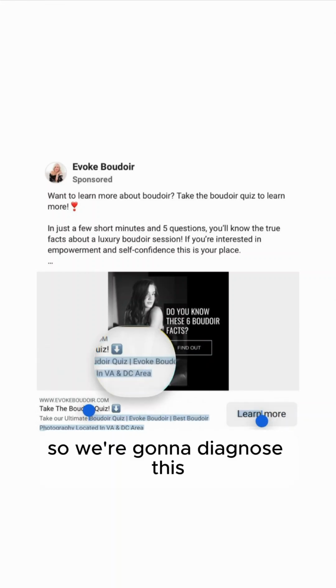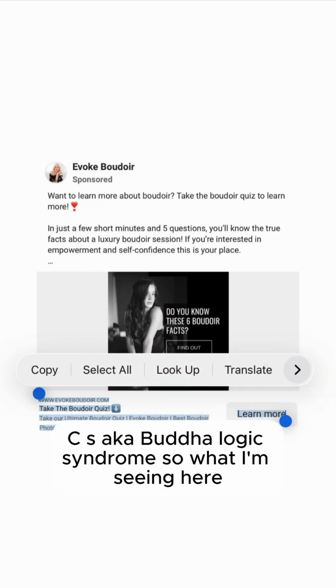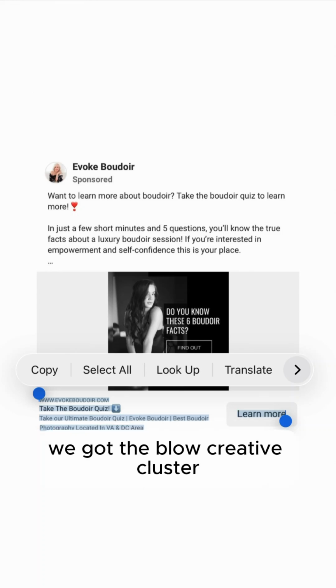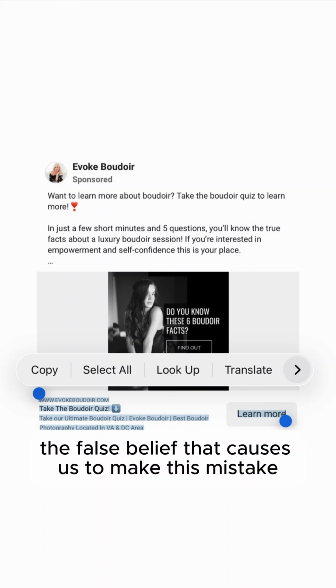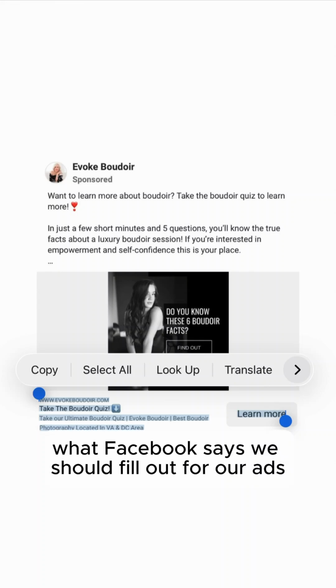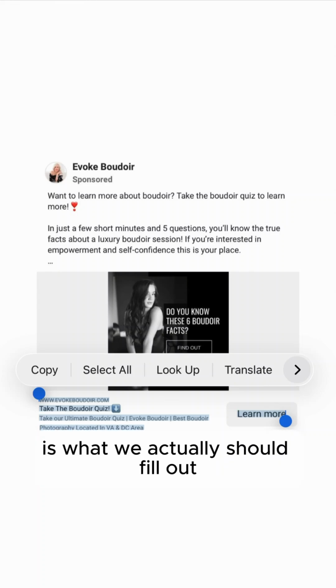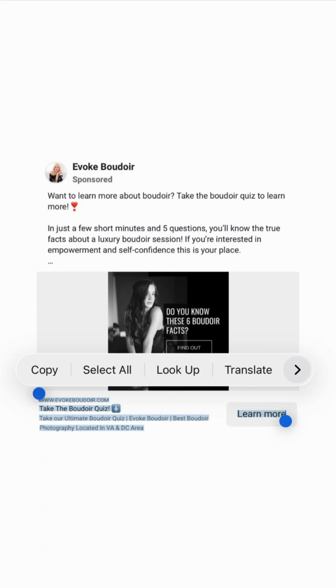So we're gonna diagnose this, see if we believe it has BLCS, aka Boudoir low click syndrome. So what I'm seeing here, we got the below creative cluster mistake. The false belief that caused us to make this mistake is that we actually believe that we're trusting what Facebook says we should fill out for our ads is what we actually should fill out, and it's best for us instead of being best for Facebook. Consequences of this, though, way more women scrolling by our Boudoir Facebook ads than necessary.